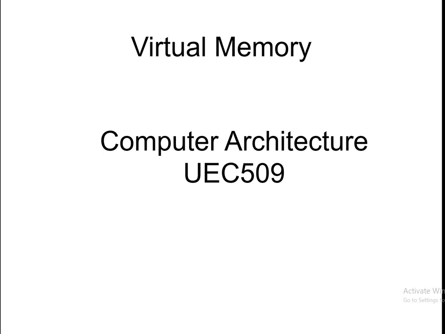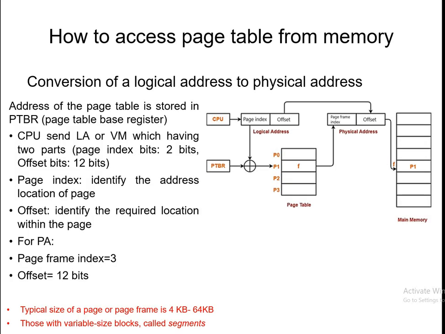As it was discussed, large programs or multiple programs will be divided into different frames or different pages, and then, on the basis of need, as and when a particular page is required. So today we will discuss how we can create the physical address from the logical address. Today's topic is how to access the page table from memory, that is, how we can convert the logical address into a physical address for any virtual memory.